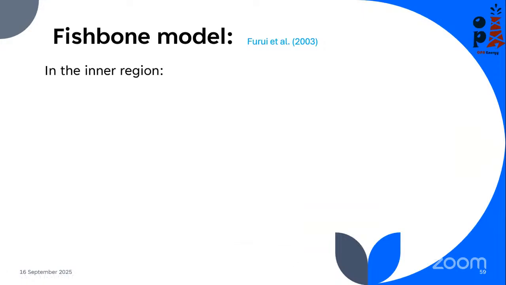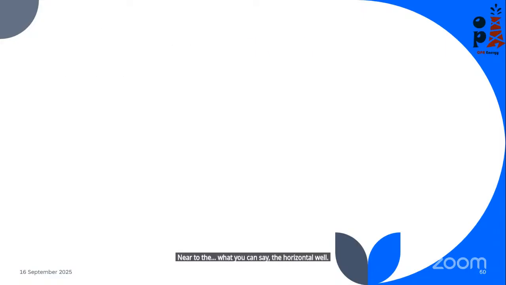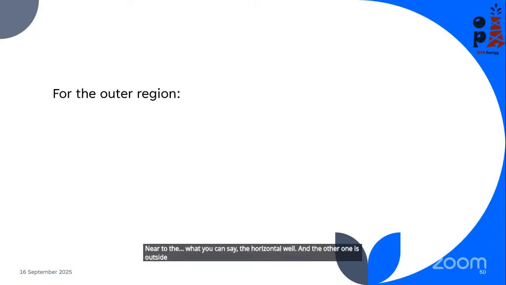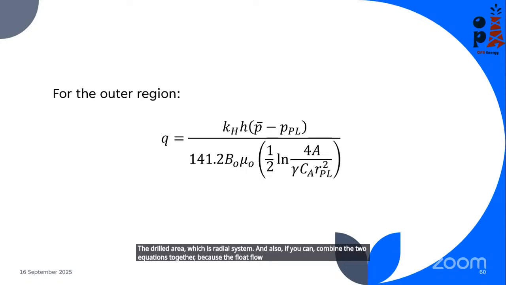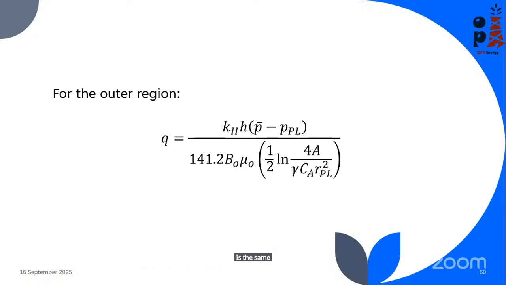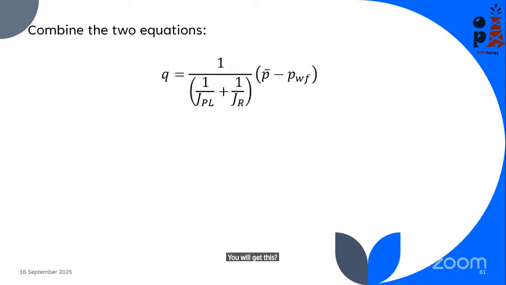One in the inner region, which is the drilled area as we see in the circle. It's defined by this. It's almost near to the horizontal well. And the other one is outside the drilled area, which is a radial system. If you combine the two equations together, because the fluid flow comes from the outer area, it is the same flow that enters the inner area that finally goes to the well, you will get this equation.